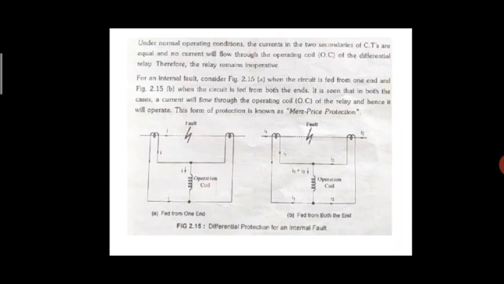This form of protection is known as Merz-Price protection.